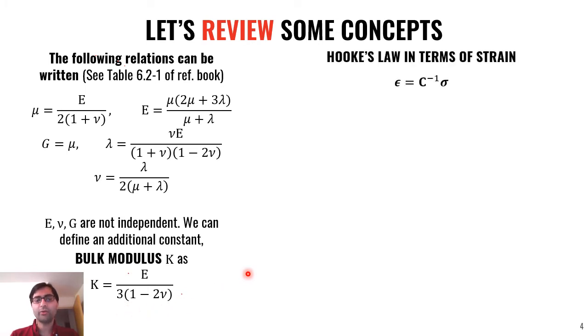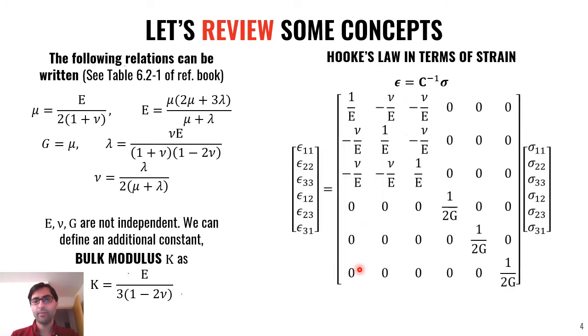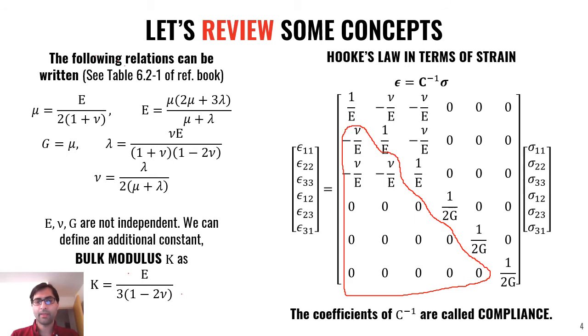Also, we can write Hooke's law in terms of strain. And for the isotropic material, that's how it looks. Just pay attention to the symmetric part of the C inverse tensor. The coefficient C inverse is called compliance.